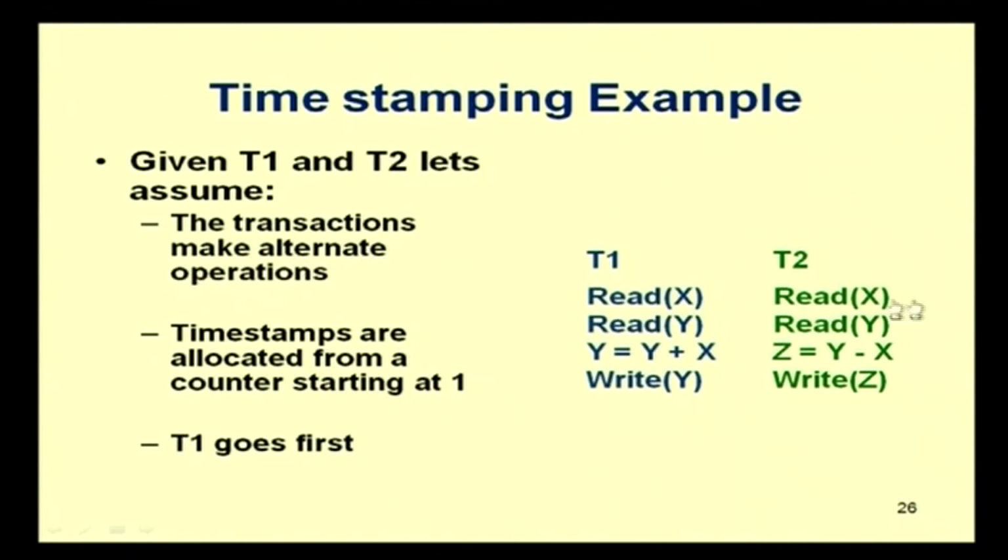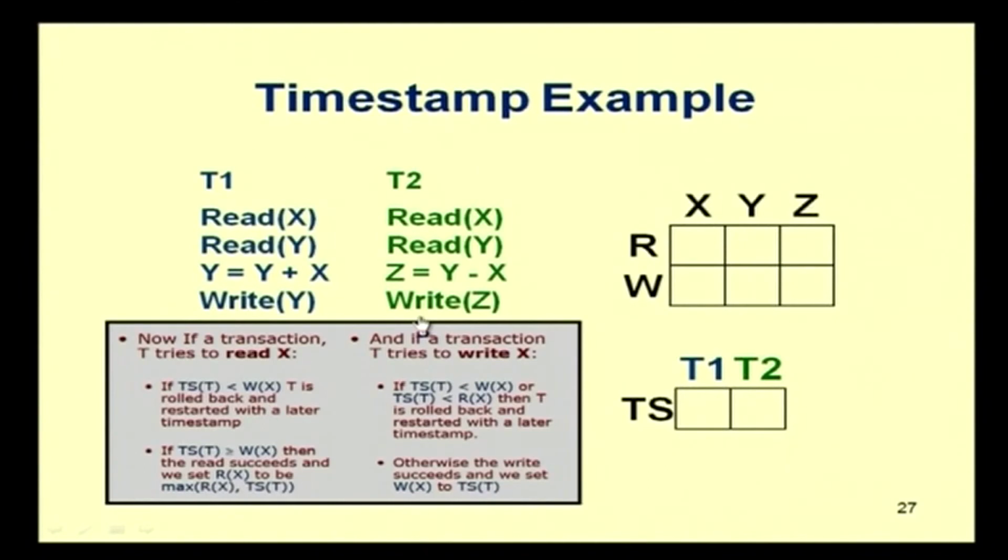Given T1 and T2, let us assume the transactions make alternate operations: one read x here, one read x here. Timestamps are allocated from a counter starting at 1. Let us assume T1 goes first. This is the rule that we already discussed. Now, read x. Each data item has a read and a write timestamp, along with the transaction timestamp. So, at the first count value, x is read at time 1, which is the timestamp associated with T1.